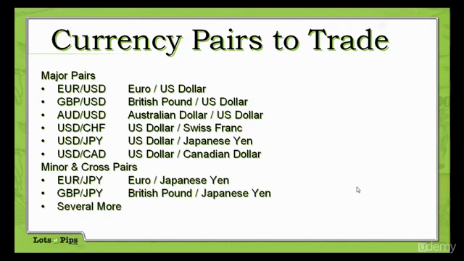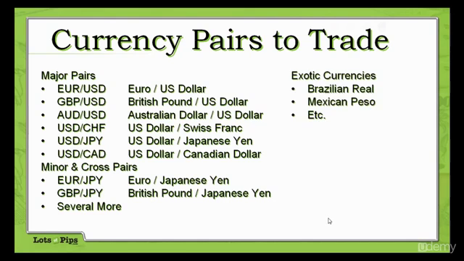We also have our minors and our cross pairs. A couple of minor pairs are the euro and the yen, which is a pretty good one, and the pound yen, which is a more volatile, more active yen pair. And then we have several more cross pairs, and we also have some exotic currencies. There are hundreds. You can match up almost any 2 currencies out there to create an exotic pair. The Brazilian real, Mexican peso, etc. Those are more exotic. Less traded because less volatility and less liquidity in some of these exotic pairs.